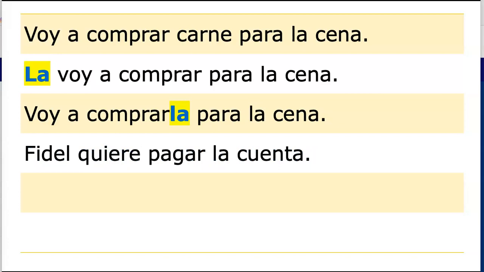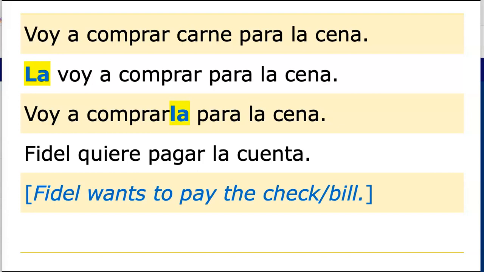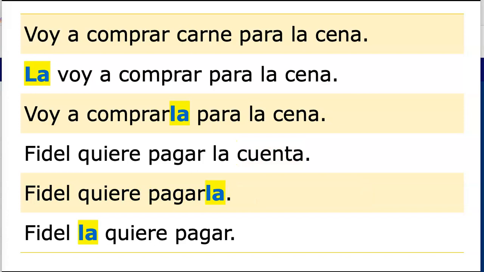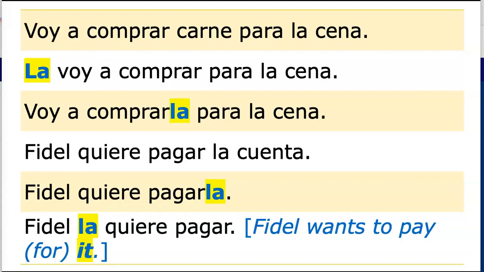Fidel quiere pagar la cuenta. What does that translate to? Fidel wants to pay the check or the bill. What is our direct object? What does Fidel want to pay? La cuenta. And la cuenta again is feminine. We have two choices. Fidel quiere pagarla or Fidel la quiere pagar, which means Fidel wants to pay it or pay for it.